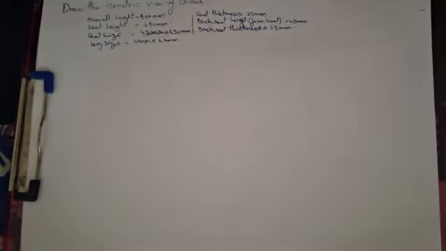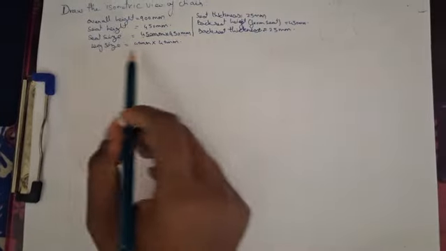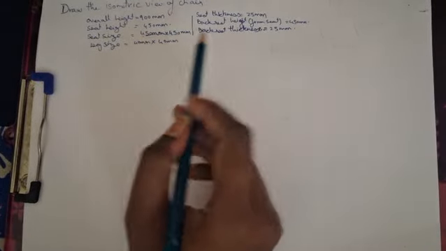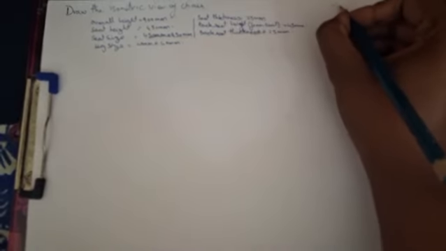Good day, girls. Now we are going to see how to draw the isometric view of the chair. We have to read the question properly and we also need to draw a rough diagram. First, let me draw the top view of the chair.